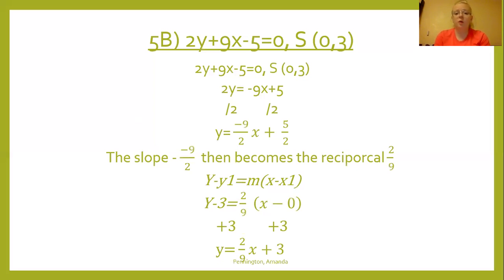We're going to use that equation y minus y1 equals m parentheses x minus x1. We're going to plug that in with the coordinate. y minus 3 equals 2/9 parentheses x minus 0, and then add 3 on both sides. And we get y equals 2/9 x plus 3.